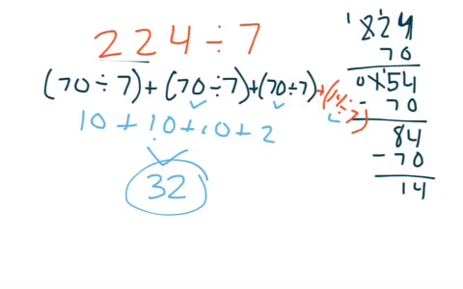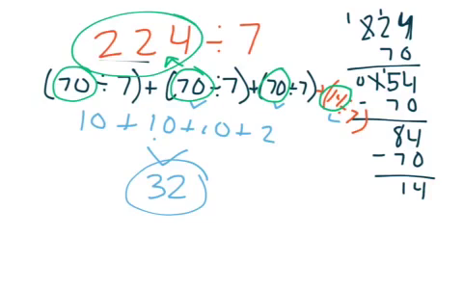Either way, I get the same answer because all of these pieces here add up to what I started with, my dividend of 224. Use what you know. You might have to do a little bit more subtraction, but that's okay. You're using what you know and you will get the same answer.